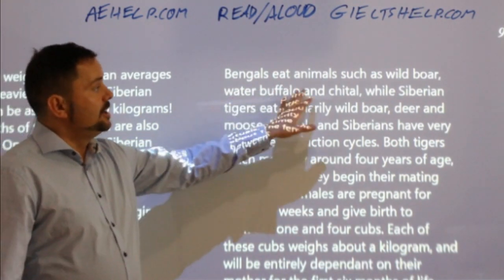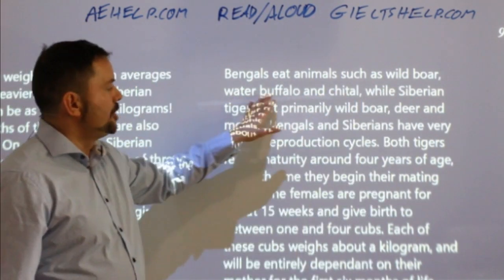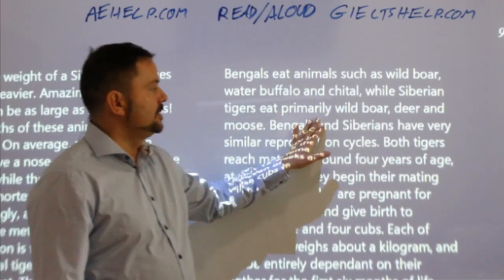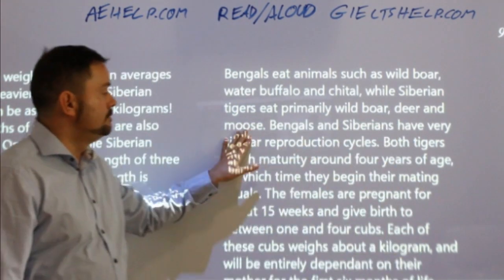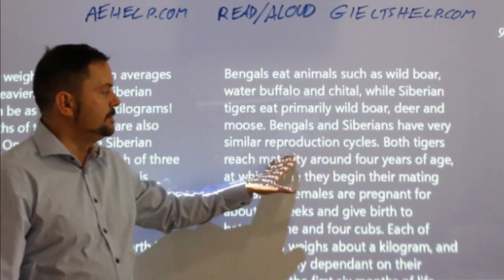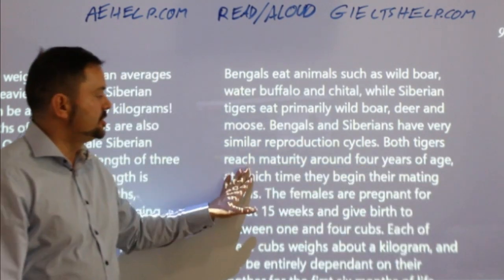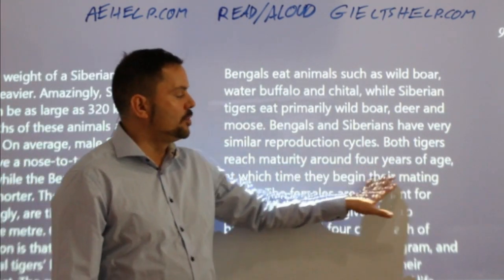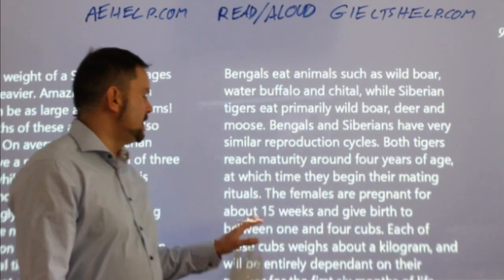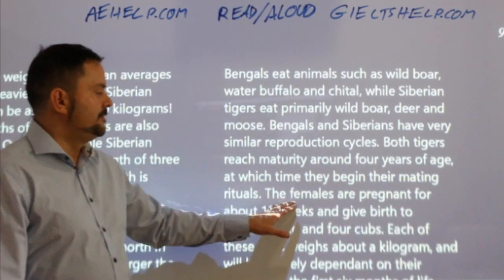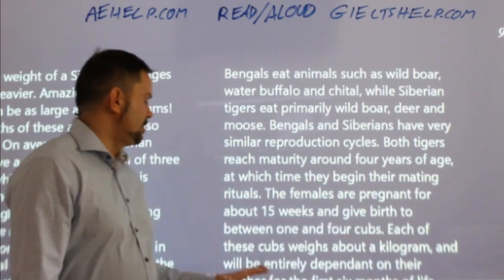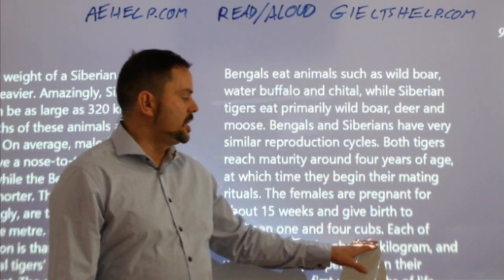Bengals eat animals such as wild boar, water buffalo, and chital, while Siberian tigers eat primarily wild boar, deer, and moose. Bengals and Siberians have very similar reproduction cycles. Both tigers reach maturity around 4 years of age, at which time they begin their mating rituals. The females are pregnant for about 15 weeks and give birth to between 1 and 4 cubs.